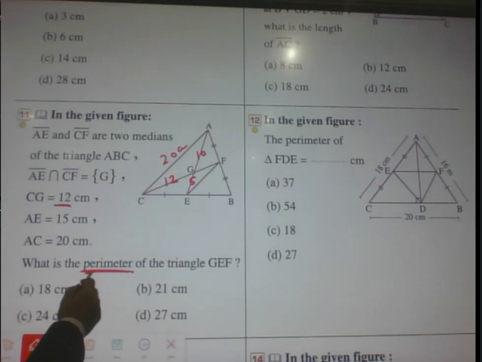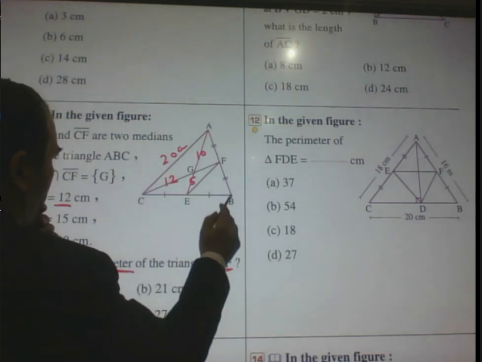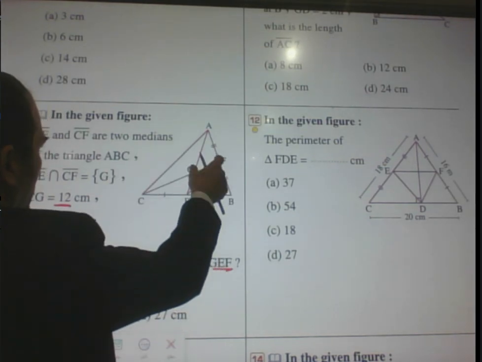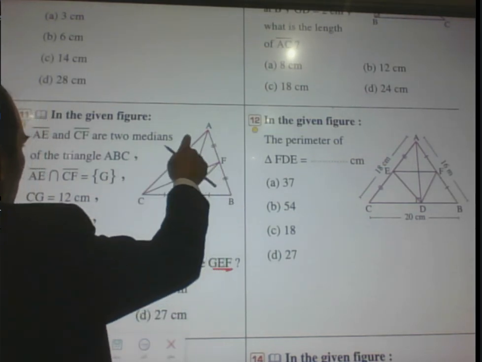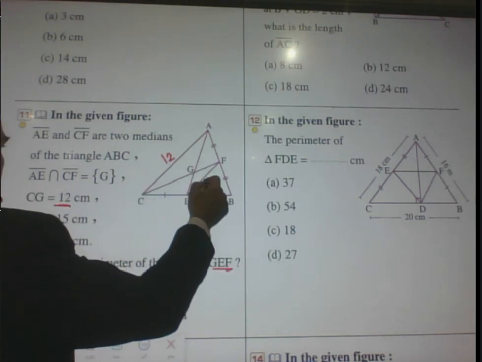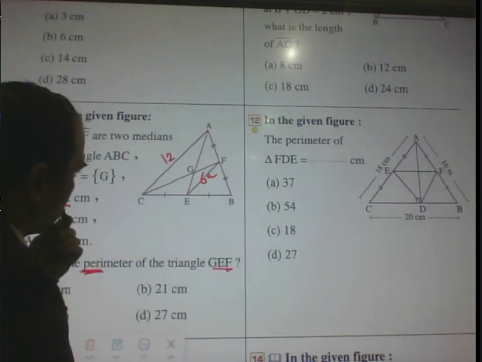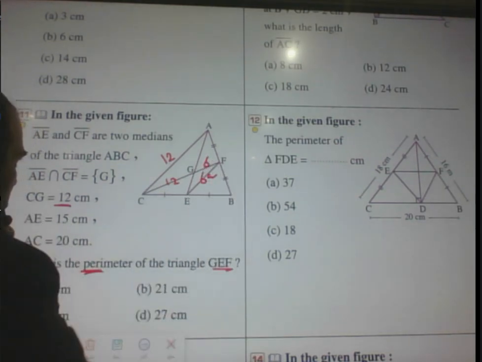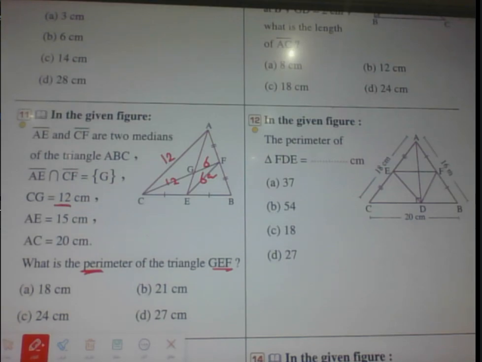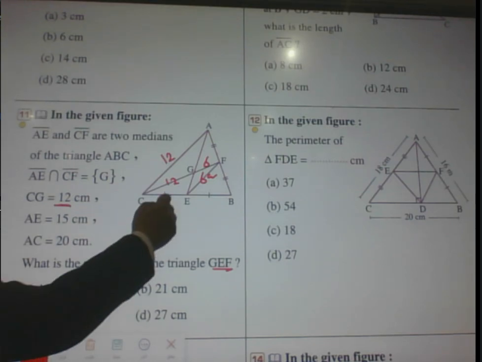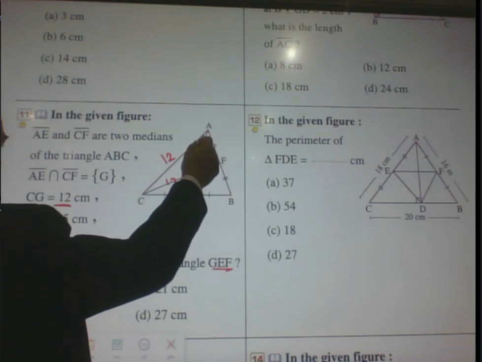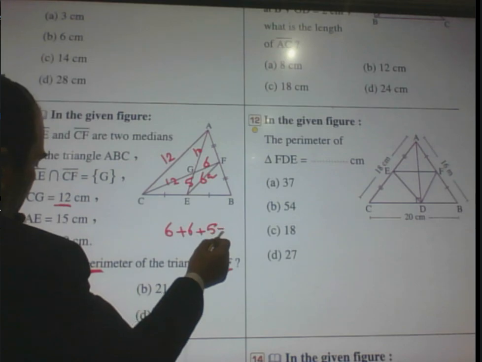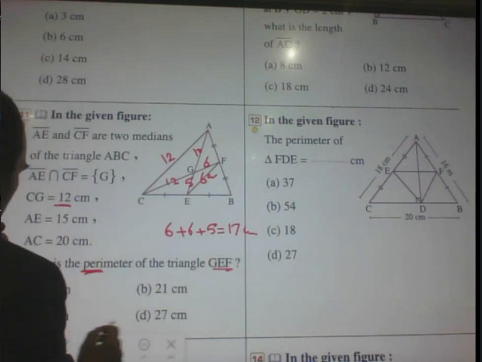What is the perimeter of triangle GEF? He wants to find the perimeter of this triangle. The perimeter means the summation of the 3 sides. EF is half of EC. EC was 12. Half of 12 equals 6 centimeters. Then this side segment will be 6. And CG was 12, then this line segment here will be 6, because GF is half of CG. And we write here 5, because 5 plus 10 is 15. Then the perimeter is 6 plus 6 plus 5. 6 plus 6 is 12, plus 5 is 17 centimeter.